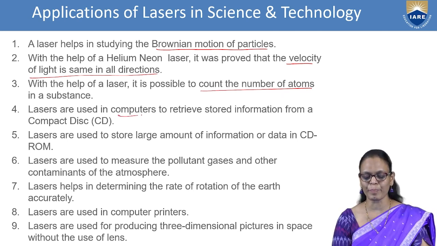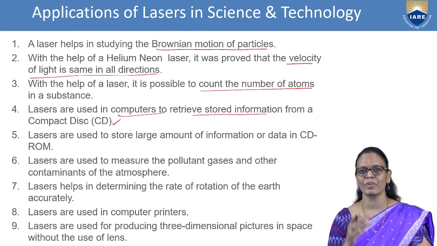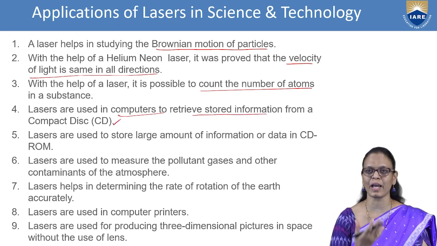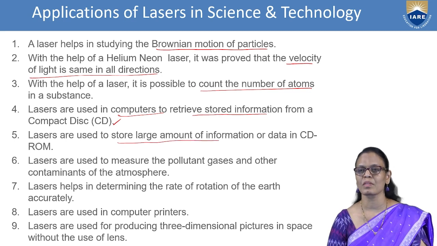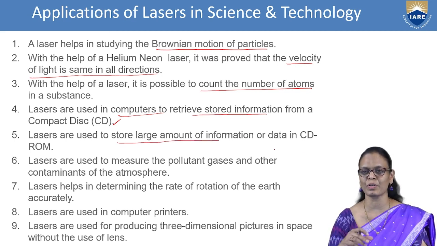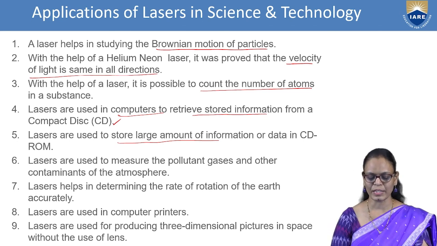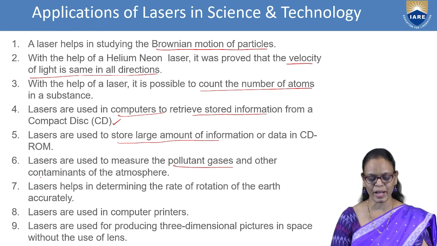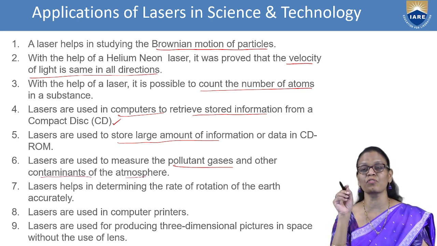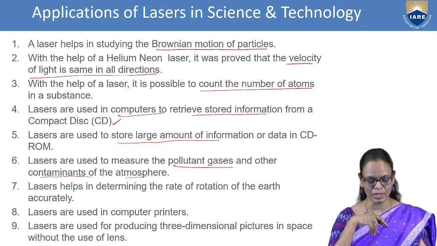It is used in computers to retrieve the stored information from a compact disk. When you are storing the information in a disk, it can be retrieved with the help of this laser. So they are used to store information also, to store information or data within a minimum space, or to retrieve the stored information. Then they are used to measure the pollutant gases and contaminants in the atmosphere, to the extent of finding out the size of these pollutants also using laser.